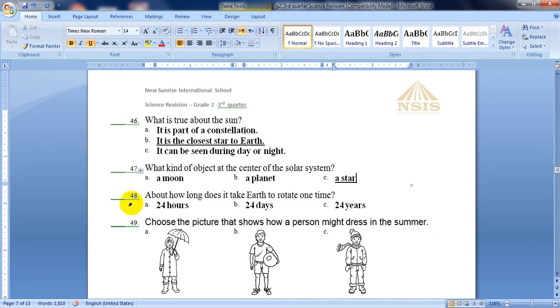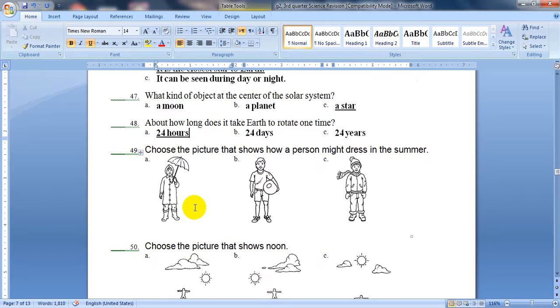The next question, 48. About how long does it take Earth to rotate one time? How long does it take Earth to turn around its axis, as we said? 24 hours, 24 days, 24 years. We said that it takes 24 hours or 1 day to rotate around its axis or around itself. One time, Earth takes 24 hours. The next question.